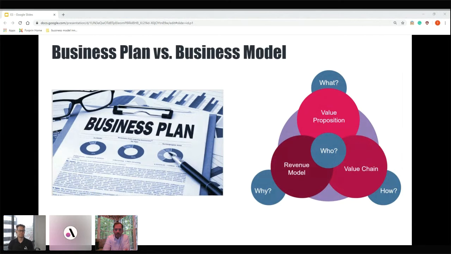We wanted to spend some time up front talking about the differences between a business model and a business plan. And the reason is that it gets people tripped up a little bit. You'll hear those terms often used interchangeably, but they're really not.